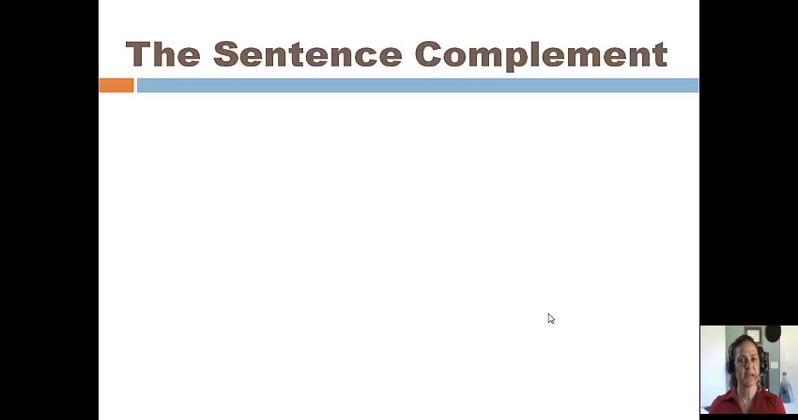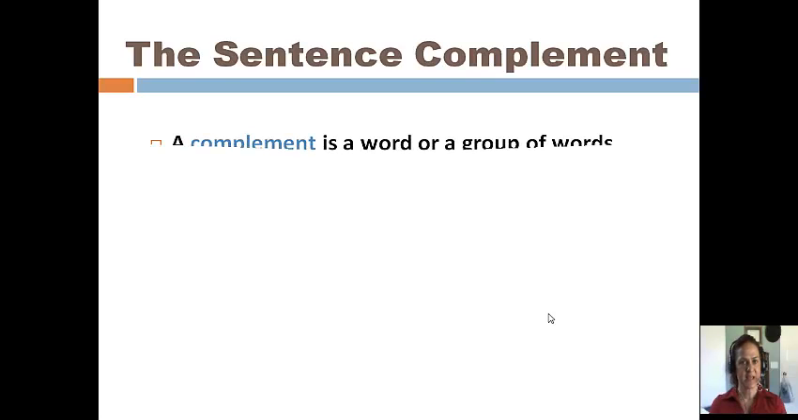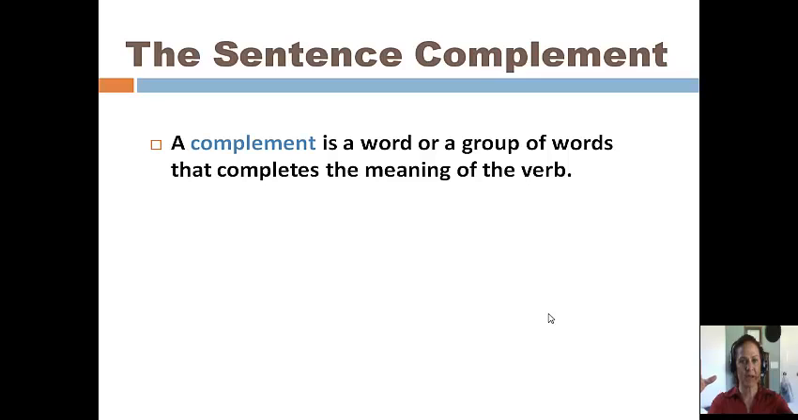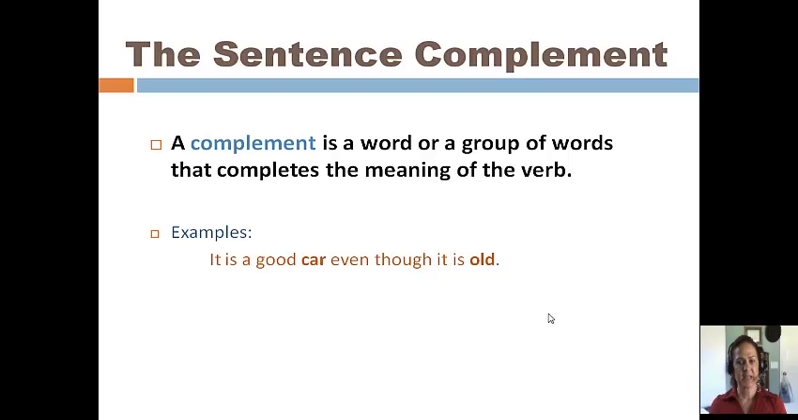So when it relates to a sentence, this is going to be kind of a big umbrella generalization. But a complement is a word or a group of words that complete the meaning of the verb. So let's look at some examples. It is a good car even though it's old. Car and old complete the meaning of the linking verb is.